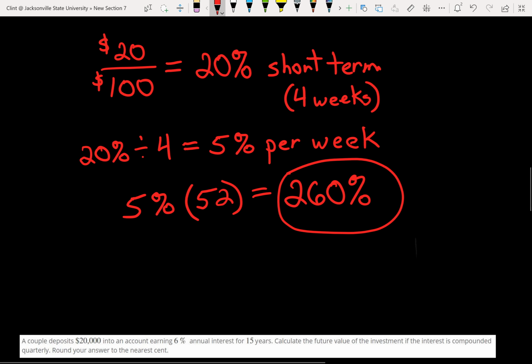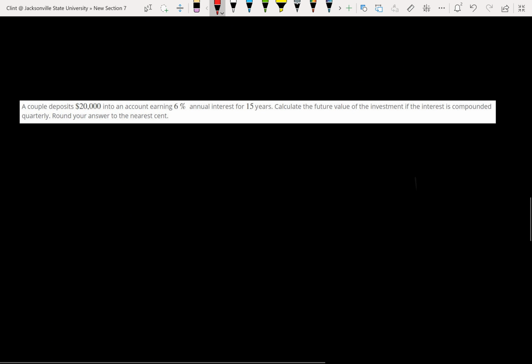All right, let's look at the next one. It says a couple deposits $20,000 into an account earning 6% annual interest for 15 years. Calculate the future value of the investment if the interest is compounded quarterly. So this is important, how often the interest is compounded. We're dealing with compound interest on this one. Okay. And then it says calculate the future value.